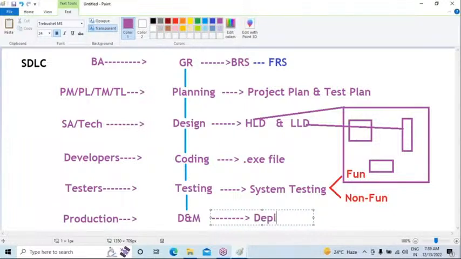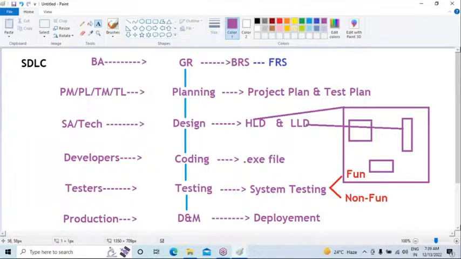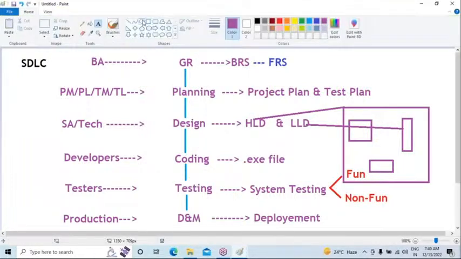So the final one is the delivery and maintenance phase. Here we are doing the deployment. There is a separate team called the production team. These people are responsible for deploying this project into the client location, the customer's location. So this is how development is carried out in any project, any application.